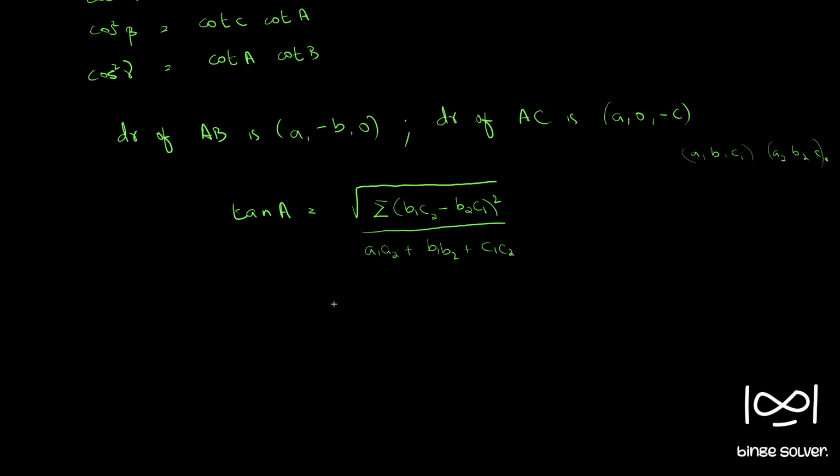Now we will apply this, which becomes sigma. B1 is minus b, into C2, which is c, so bc, minus B2 C1. B2 is 0, so C1 is 0, so that is 0, whole square. Plus, similarly, we take all the other options: B1 C2, similarly the next one is 0 into 0, and then C1 A2.